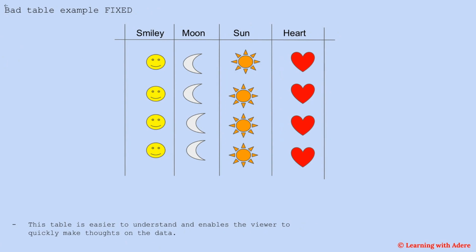So here's this table fixed. Of course, the table itself or the data itself wasn't really complex, so there's not too much to analyze, unless we were to say that all these smiley faces, moons, suns, and hearts have the same amount, being 4. But yeah, at least now we have subtitles, and it's very clear and organized, and we can immediately know what we're looking at.